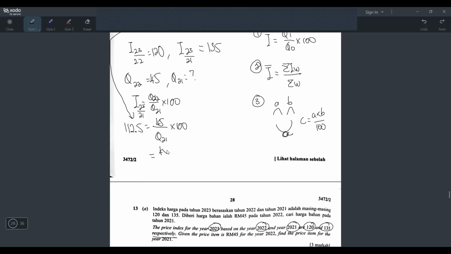So now pindah the 100 first. So times 100 jadi bahagi 100. What is 112.5 divided by 100? 1.125. And then if you want to find Q21, you have to tukar tempat. It means this Q21, when you move up, becomes darab, and then the 1.125 will go down, becomes bahagi. It means they switch place. So now you have to tekan 45 divided by 1.125. My calculator gives me 40. But since this is price, you have to write RM lah.